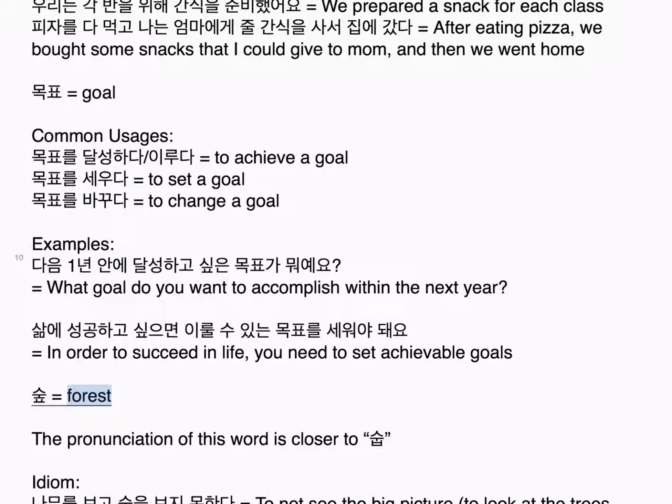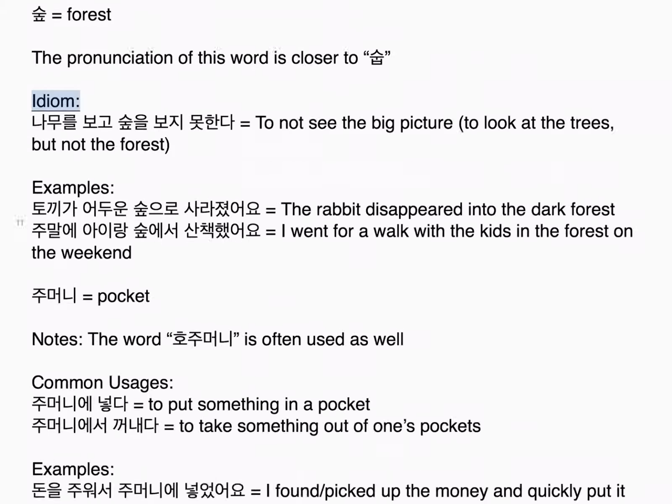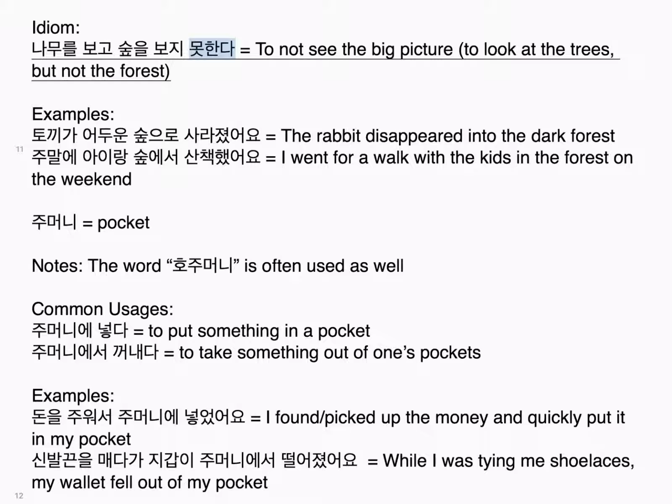숲 equals forest. The pronunciation of this word is closer to 숲. Idiom: 나무를 보고 숲을 보지 못한다, which means to not see the big picture, to look at the trees but not the forest. Examples. 토끼가 어두운 숲으로 사라졌어요. The rabbit disappeared into the dark forest. 주말에 아이랑 숲에서 산책했어요. I went for a walk with the kids in the forest on the weekend.